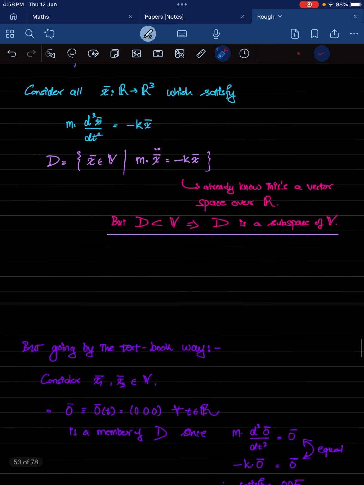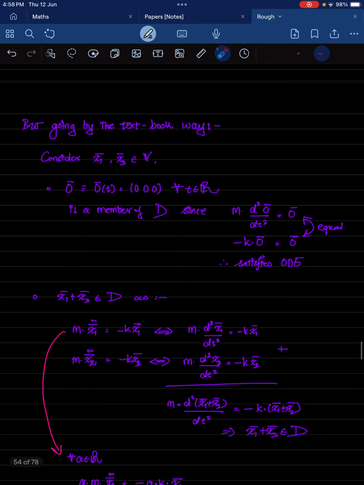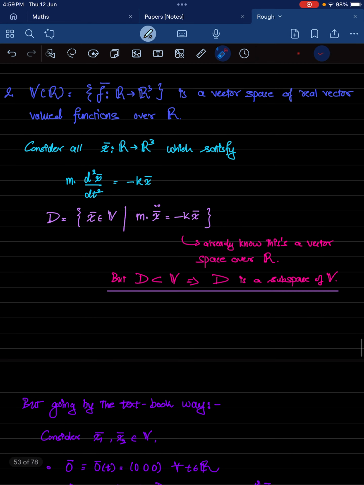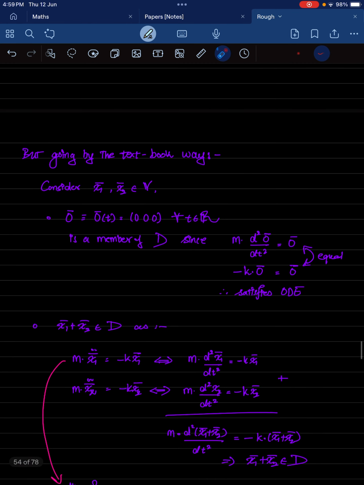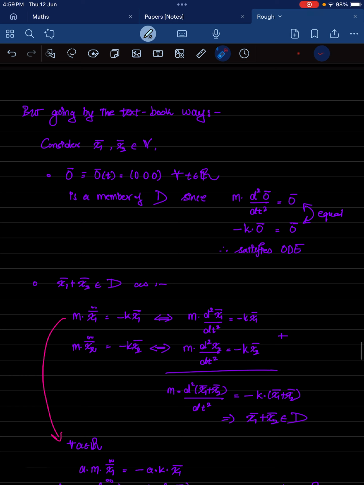But that's not the point. Let's go back to how we prove it usually. So using the textbook way of proving it, the first thing we have to do is consider two solutions to the differential equation. So if two solutions are there to the differential equation, obviously they will belong to this set D. And the first thing we have to prove is the closure, but we'll prove that later.